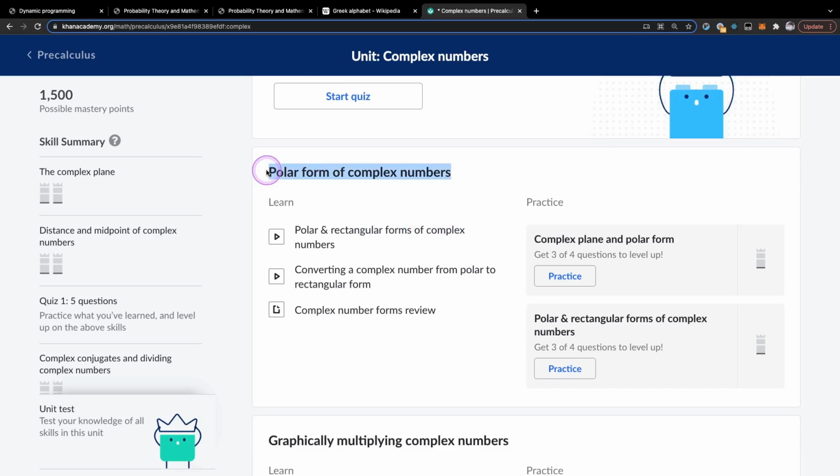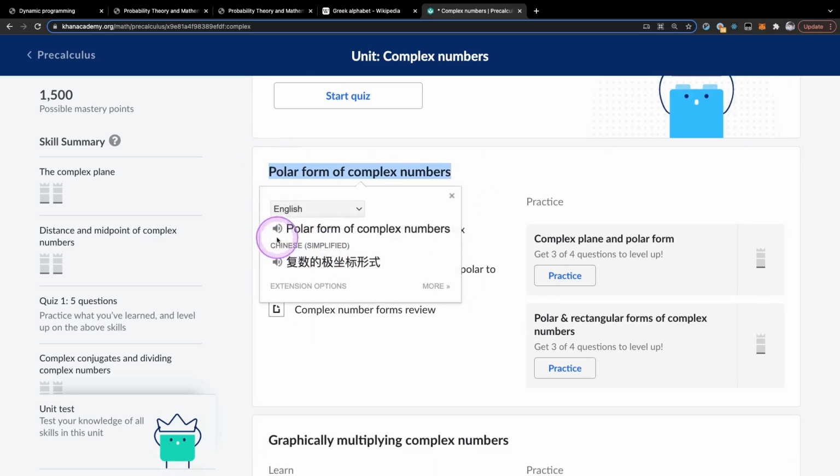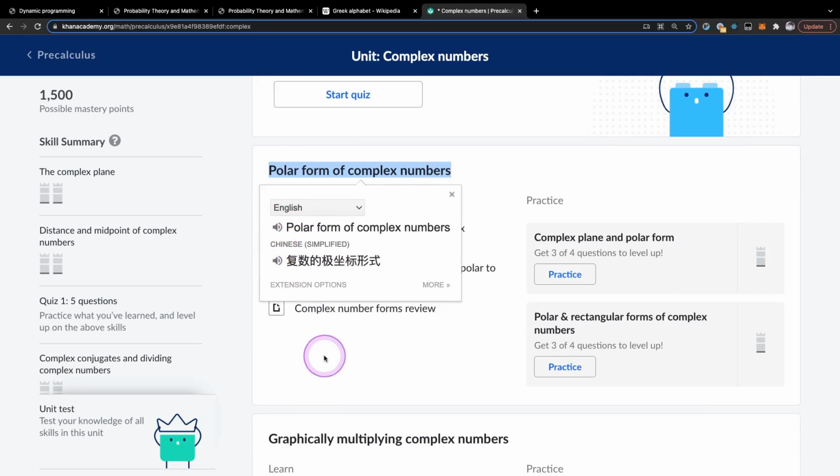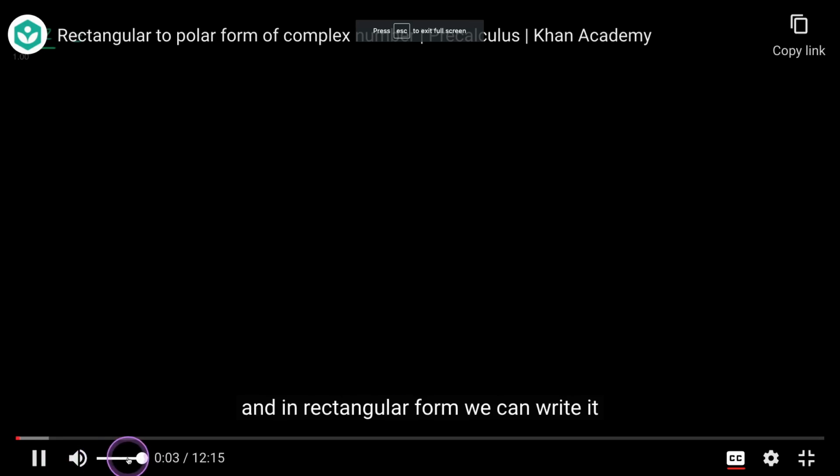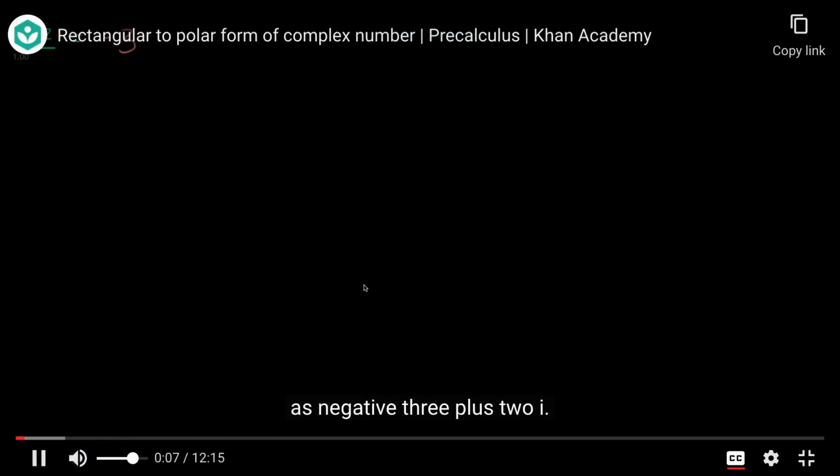Okay, then we get a new concept. Maybe it's not new. It's called polar form. Polar form of complex numbers. Let's say that I have the complex number z, and in rectangular form, we can write it as -3 plus 2i. So first, let's think about where this is on the complex plane.